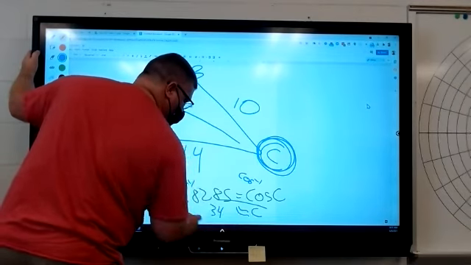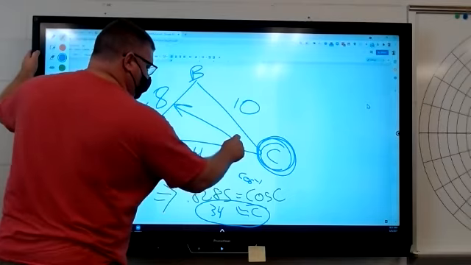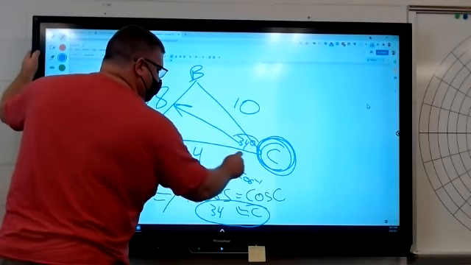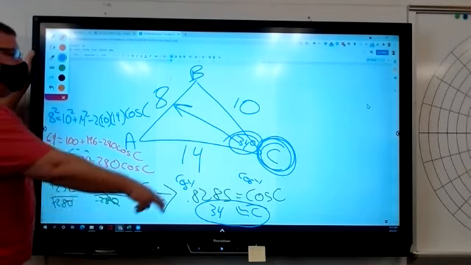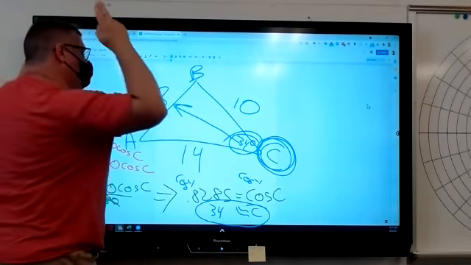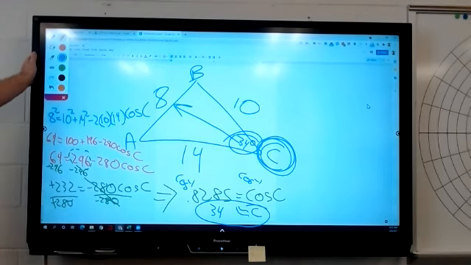34. So basically 34. All right, so that's 34 degrees. Now, why are you happy? Because we can do the sine. Because you could do the sine. Could I say sine of 34 over 8 equals sine of b over 14? Can I do that? Yep.